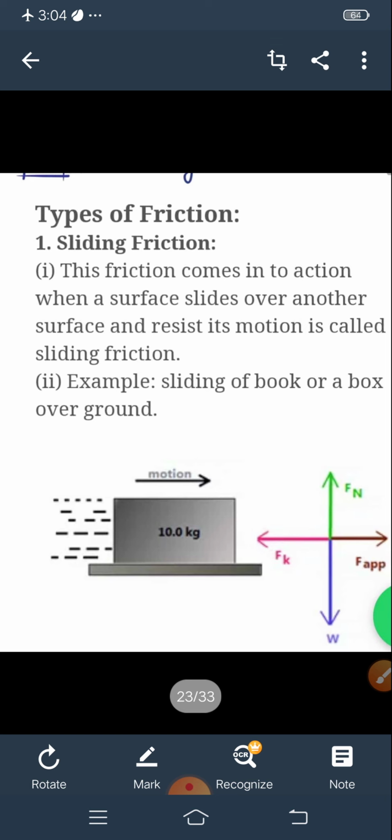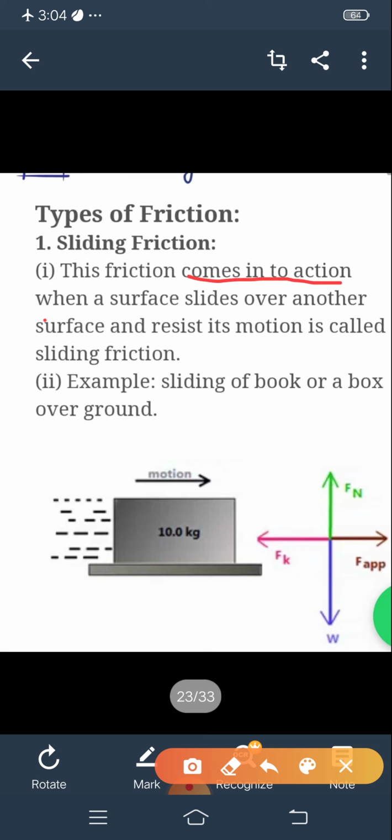This friction comes into action when a surface slides over another surface. It is known as sliding friction. Sliding friction means it comes into action when a surface slides over another surface. Slides, so it is a sliding friction. For example, sliding of a box over the ground.